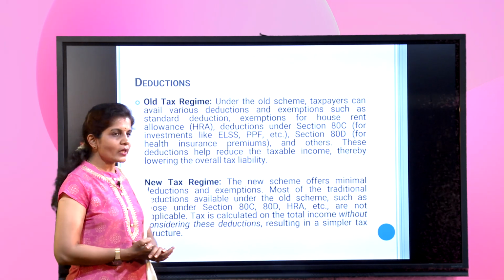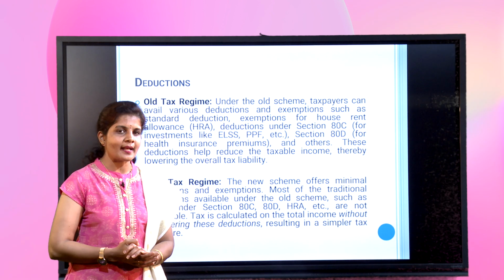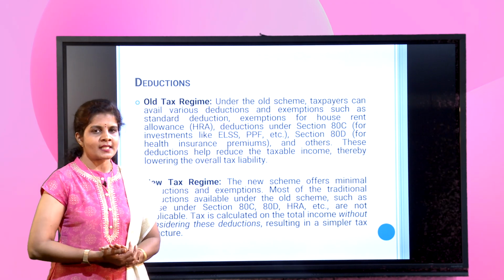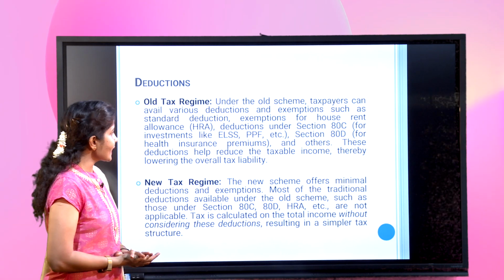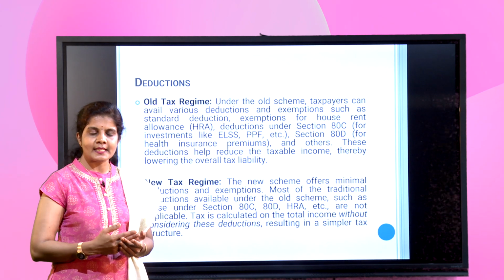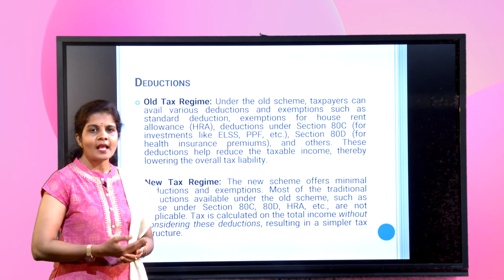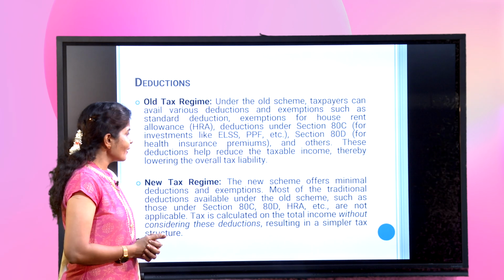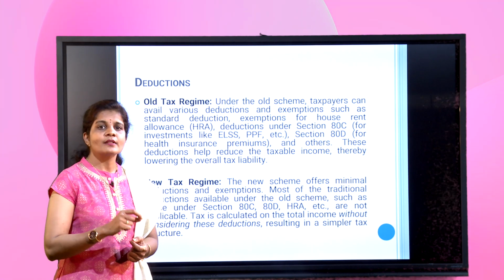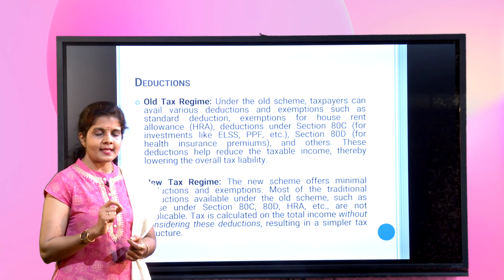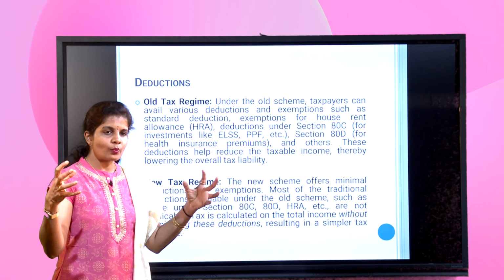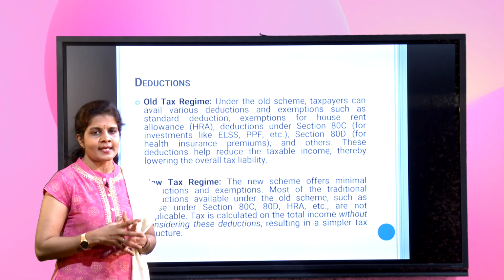First, the old tax regime. As we are already aware, under the old tax regime, various deductions and exemptions are allowable. The deductions are allowable under sections 80C, 80CCC, 80CCD, 80D, 80E, 80F, and so on. So various deductions from 80C to 80U are available for an individual. Within that group we have various deductions.